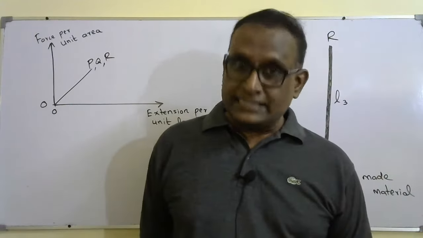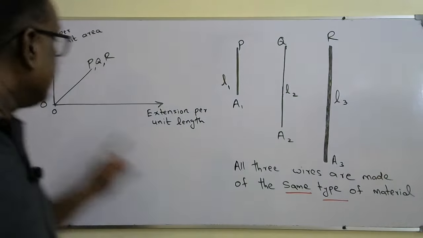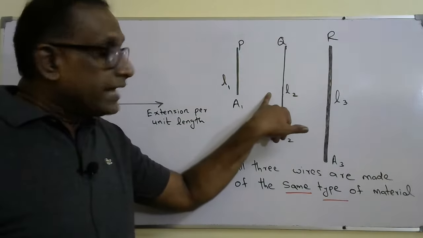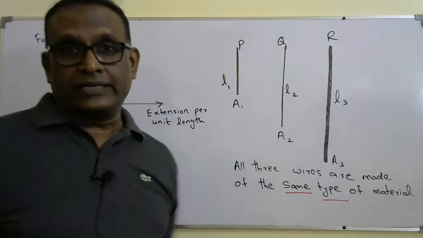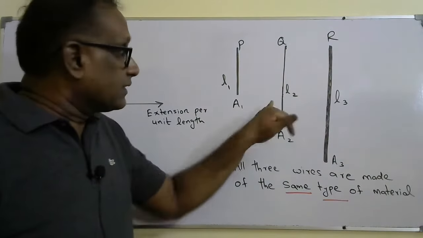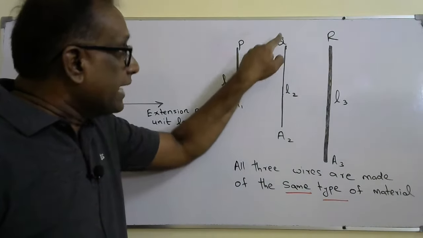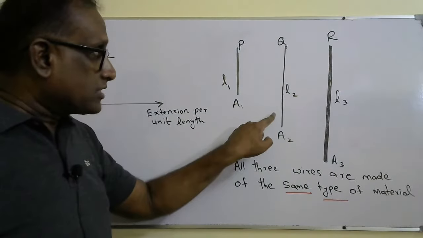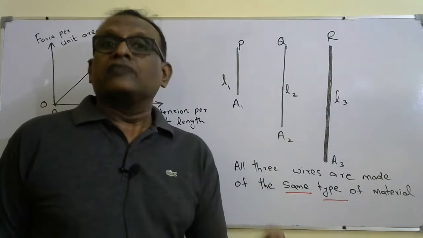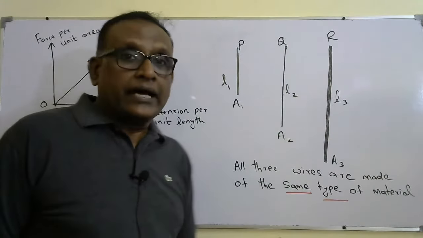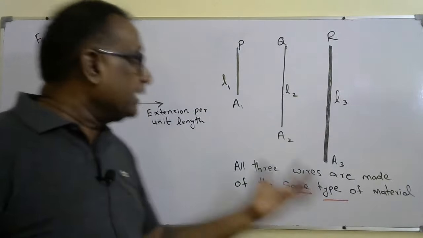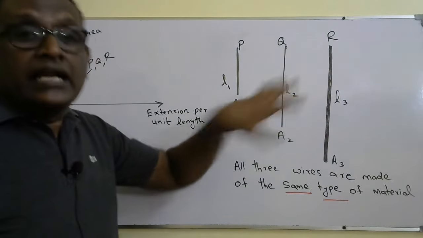Imagine we are not passing beyond the elastic limit. We are within the elastic limit, so we will get a straight line through the origin. Okay, now do the same experiment for the next wire, L2. All three are made of the same type of material. The next wire L2 is longer than L1 but thinner than L1. This wire Q is longer than P, but its area of cross section A2 is smaller than A1. Here also do the same experiment. Apply a force, divide the force by the area of cross section A2, measure the relevant extension, and divide the extension by its initial length L2.